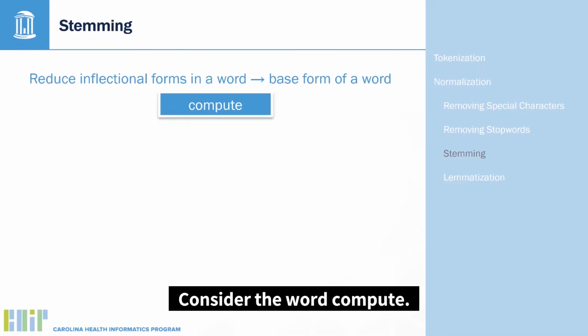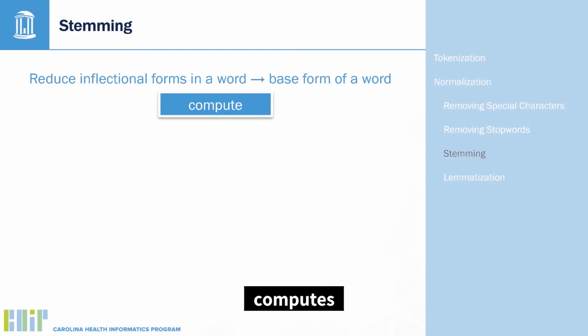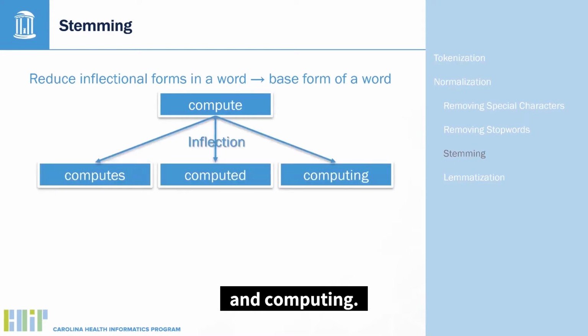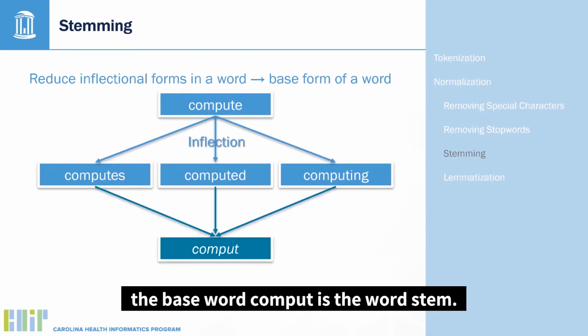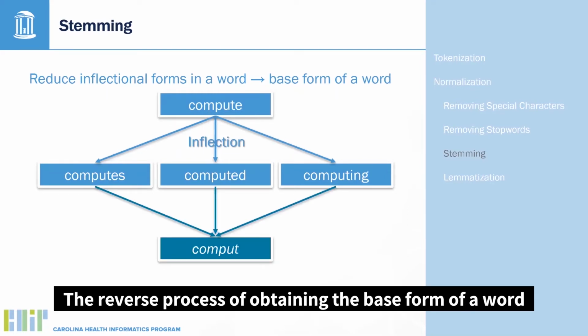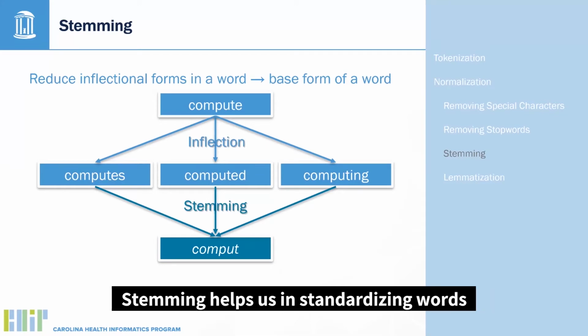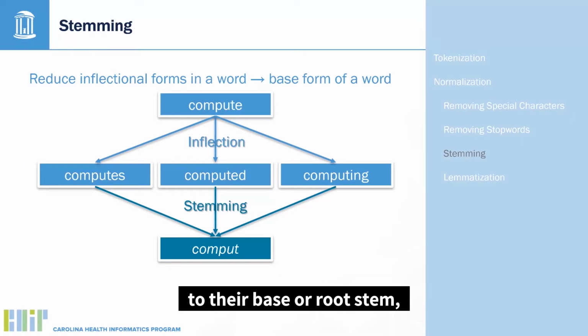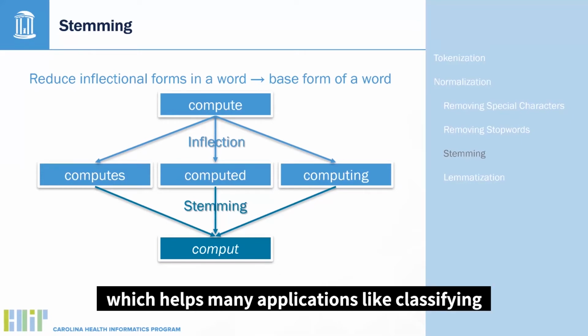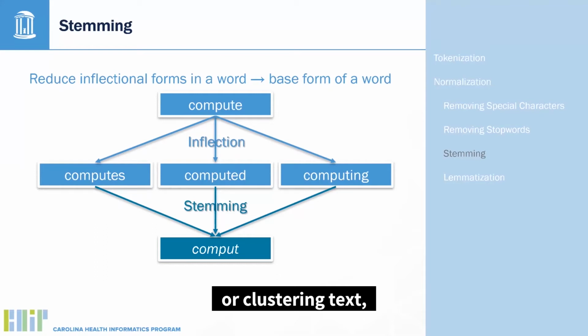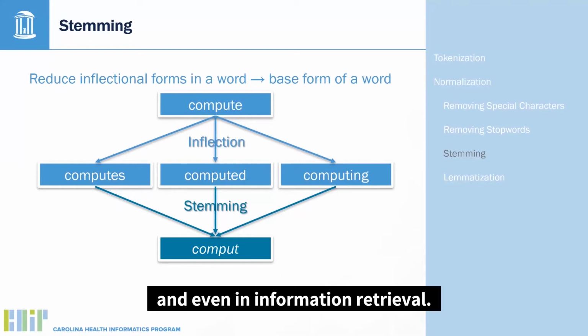Consider the word compute. You can add affixes to it and form new words like compute, computed, and computing. In this case, the base word compute is the word stem. The reverse process of obtaining the base form of a word from its inflected form is known as stemming. Stemming helps us in standardizing words into their base or root stem, irrespective of their inflections, which helps many applications like classifying or clustering text, and even in information retrieval.